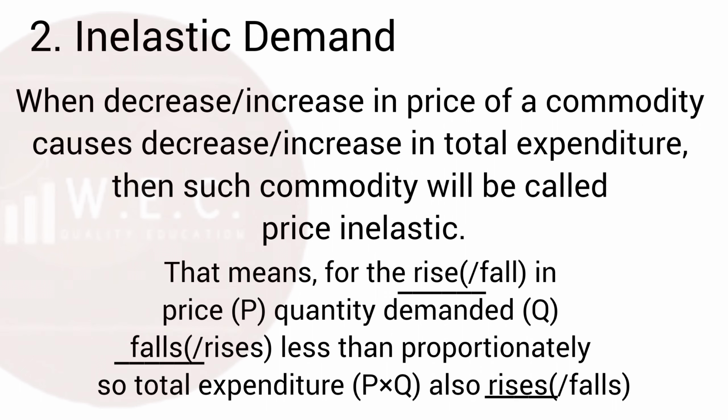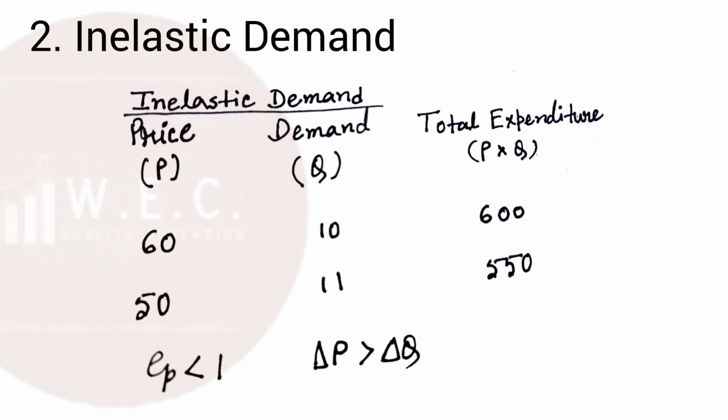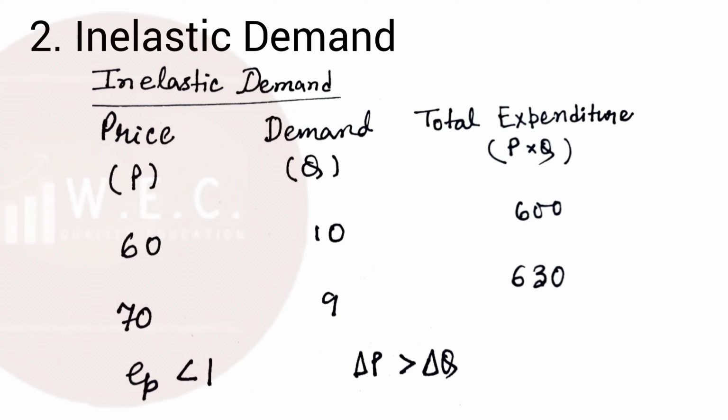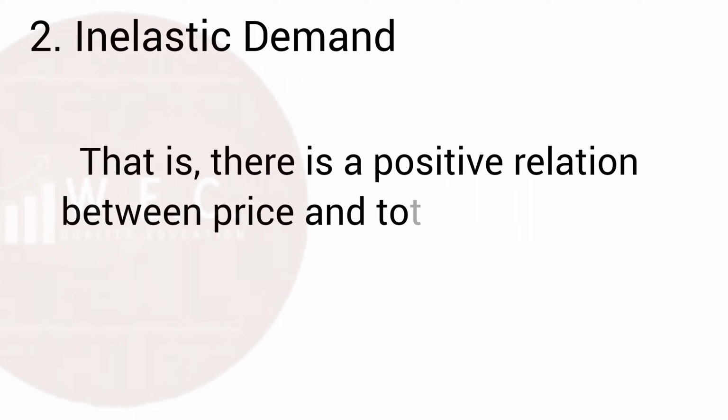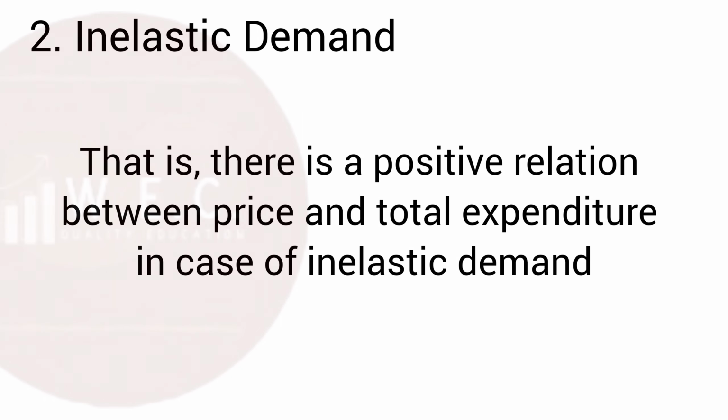Let's see the example. In this case, price falls by the same unit as before, but total expenditure falls. It is because quantity demanded rises less than proportionately to the fall in price. Again, for the rise in price, total expenditure also rises. That is, there is a positive relation between price and total expenditure in case of inelastic demand.